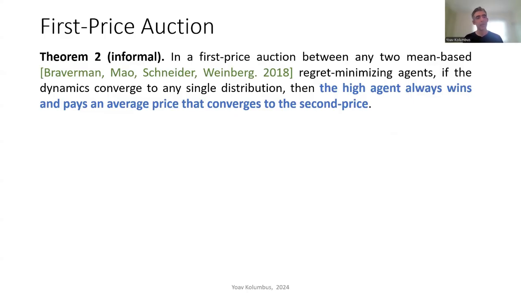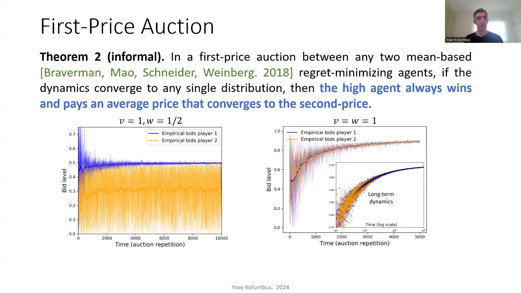So if their dynamics converge to some distribution, then in this distribution the high agent always wins, and he pays the second price. And again, we can see this also in simulations. We see that the high agent always wins, and the bids converge to the second price. Now, what does this mean for users?